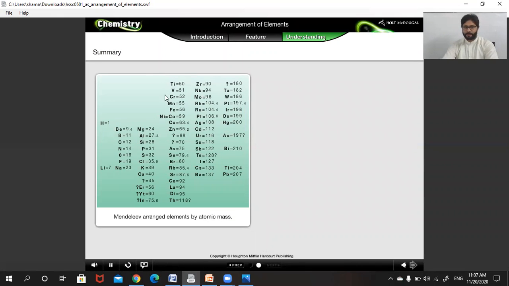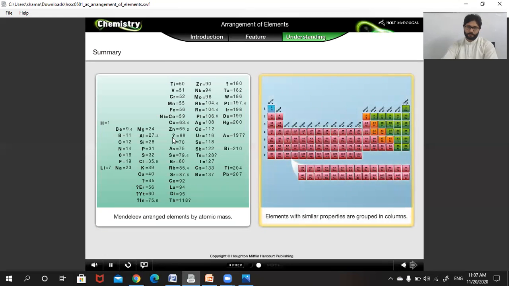Let's review what you've learned about how elements can be arranged into periodic tables. Dmitri Mendeleev arranged the known elements of his time by their atomic masses. He noticed repeating patterns in the properties of the elements, like melting point and boiling point. Amazingly, he was able to use his table to predict the existence and properties of elements yet to be discovered. Mendeleev's periodic arrangement of elements paved the way for the modern periodic table.